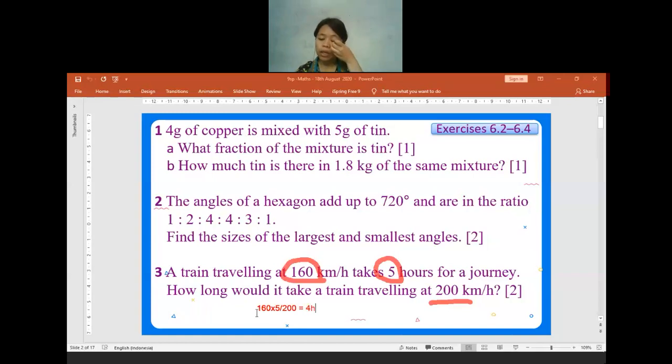Is there anyone having any question or getting confused? Maybe I talk too fast or anything. Is there anyone having any question? No question? Okay. If you have no question, I will move to question 1 of exercise 6.5 in your workbook.